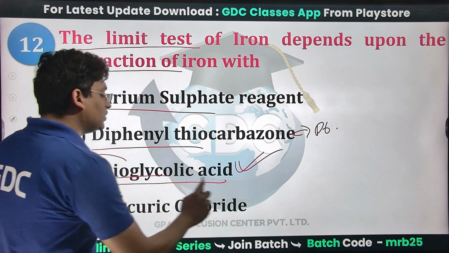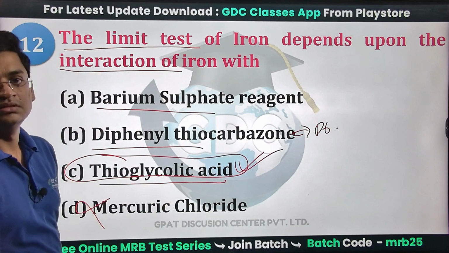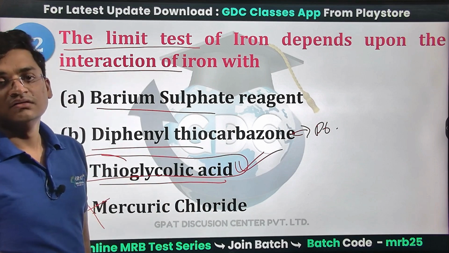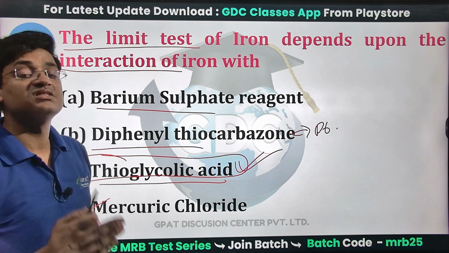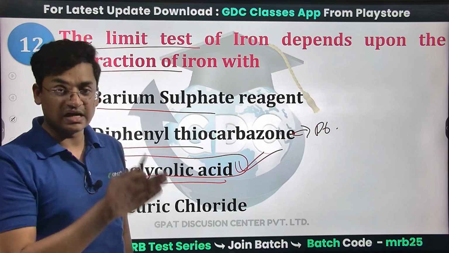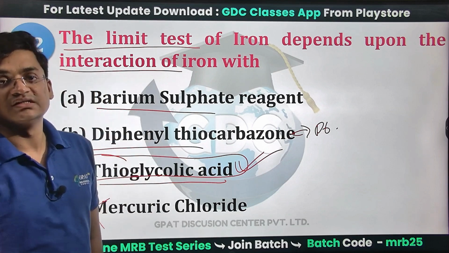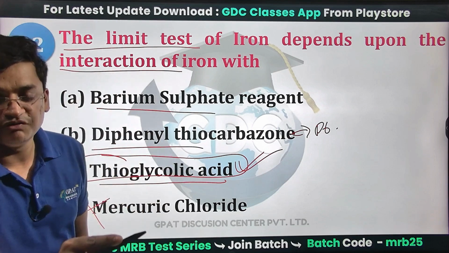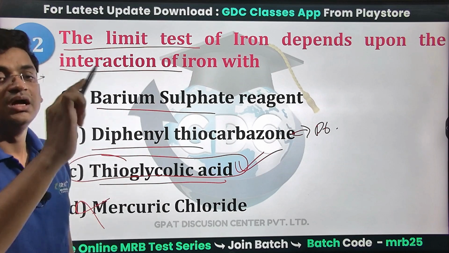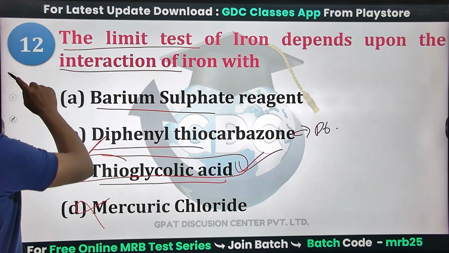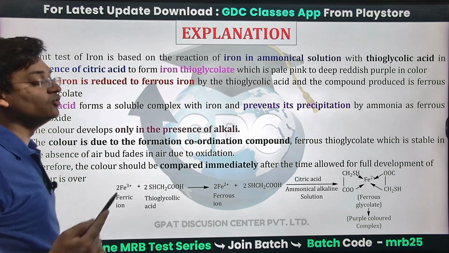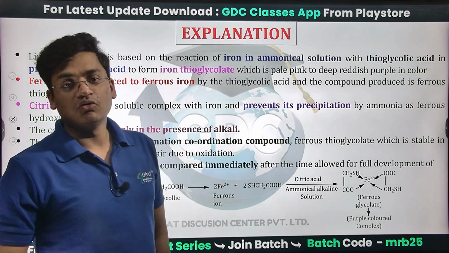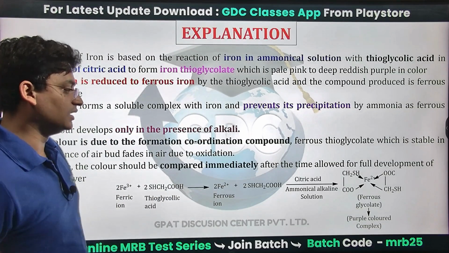So thioglycolic acid reacts with iron, and iron is in the form of Fe3+. Fe3+ is the form of impurity of iron in the sample, and this thioglycolic acid first converts Fe3+ into Fe2+, that is, the ferrous form. This is used during the limit test of iron. Thioglycolic acid also forms a thioglycolate complex.